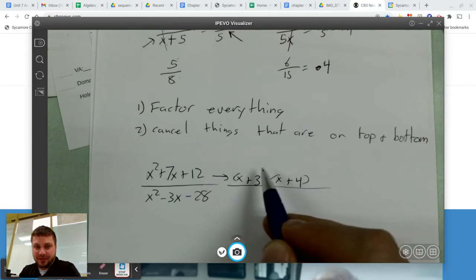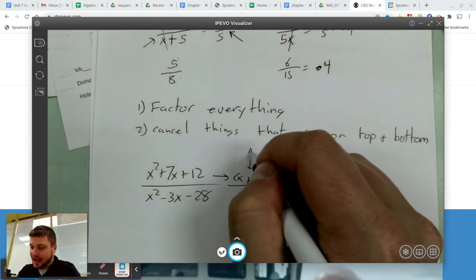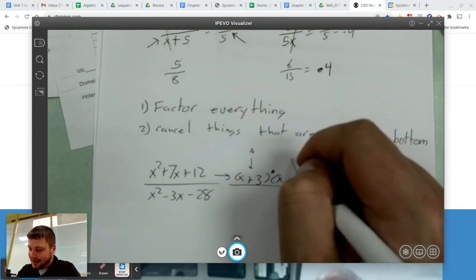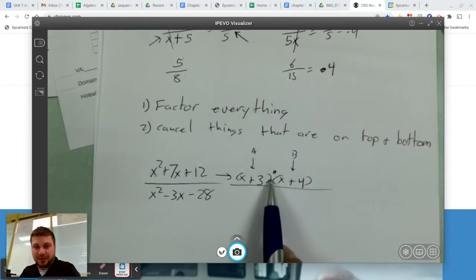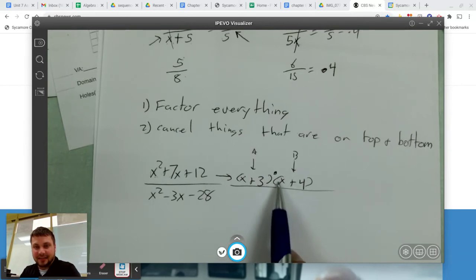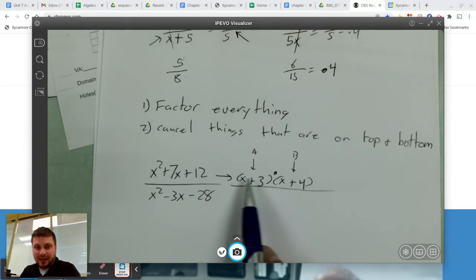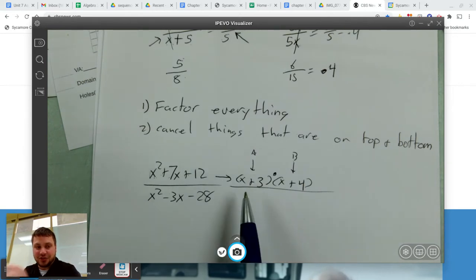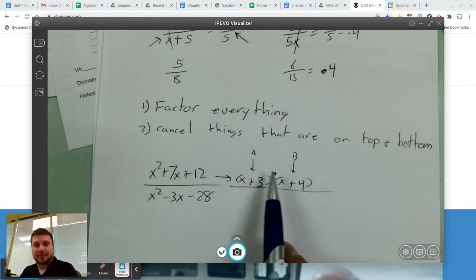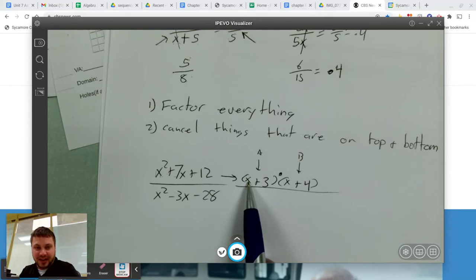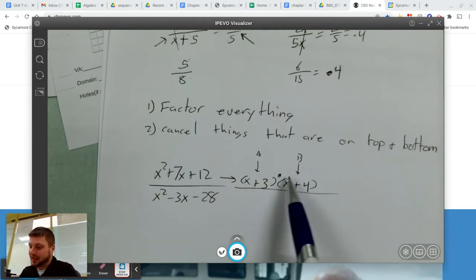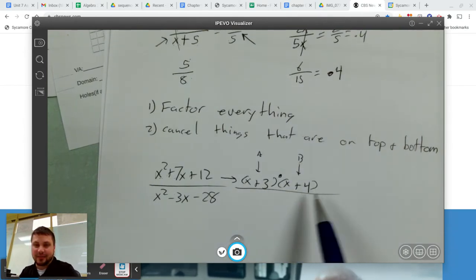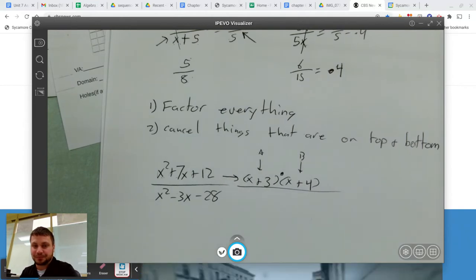I have this parenthesis, let's call this parenthesis A, being multiplied times this parenthesis B. Since there's only multiplication going on between this parenthesis and the other one, the x plus 3 as a group, as a unit, is eligible to be canceled. This x individually is not, because there's a plus sign next to it. But the x plus 3 as a unit, as a binomial, is eligible to be canceled. The x plus 4 as a unit, as a binomial, is eligible to be canceled.